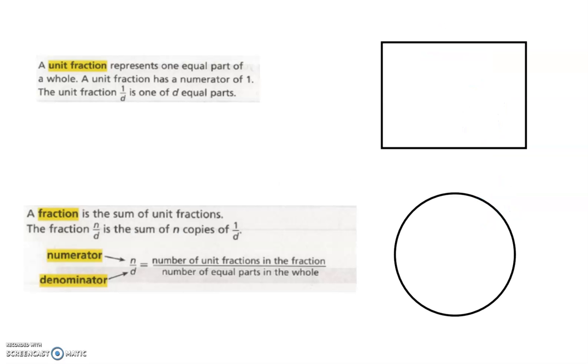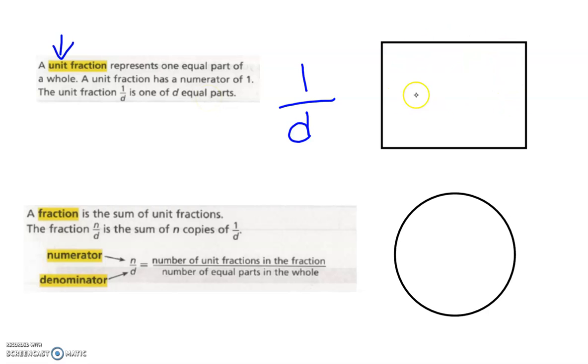So the first thing I want to talk to you about are unit fractions. A unit fraction, the word unit is the one that's going to help you remember this here. Unit is 1 part. So a unit fraction is anything that has 1 as its numerator, and however many people you're sharing it between becomes your denominator. I'm going to label that just with a D for now. So this definition actually says a unit fraction represents 1 equal part of a whole. A unit fraction has a numerator of 1. The unit fraction 1 over d is one of d equal parts.